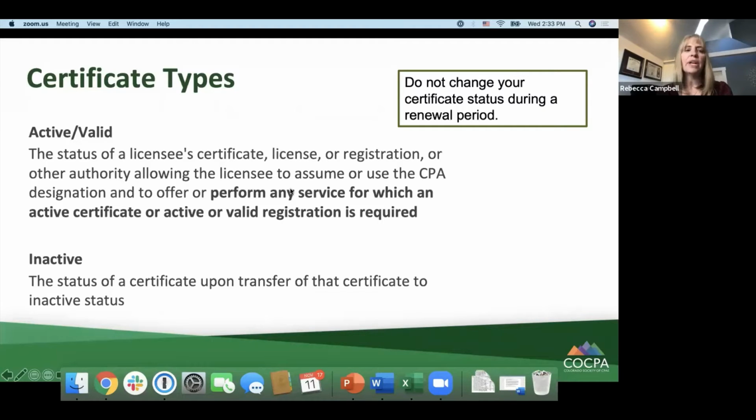So the next topic we're going to talk about is certificate types. There are 4 different statuses you can have for your certificate. The first one is an active certificate, which allows you to perform any services for which an active certificate or valid registration is required. Inactive is the status of a certificate upon transfer of that certificate to an inactive status. So you can apply to the State Board of Accountancy to go from active to inactive status, and we're going to talk about the requirements for these certificate types in just a minute.